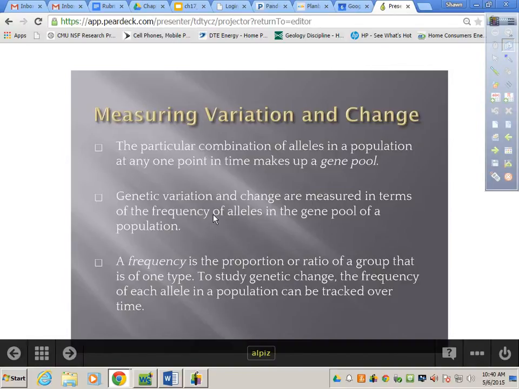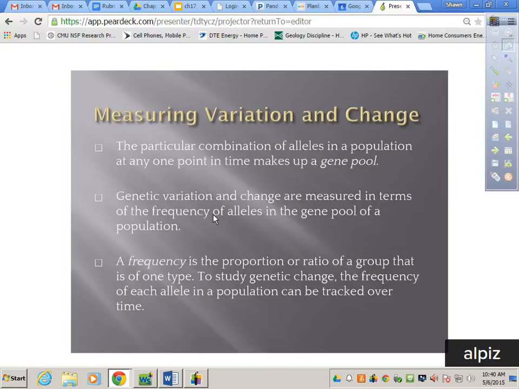But we measure it in what's called frequency of alleles. How often does an allele, or a version of a gene, show up within that gene pool? So a frequency is the proportionate ratio of a group that is of one type. To study genetic change, the frequency of each allele in a population can be tracked over time.